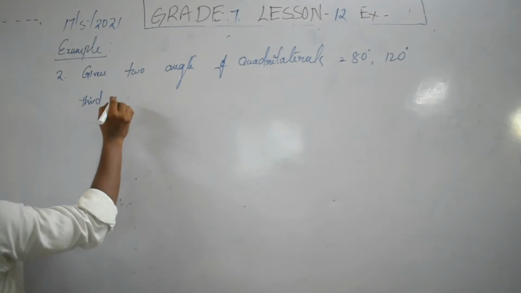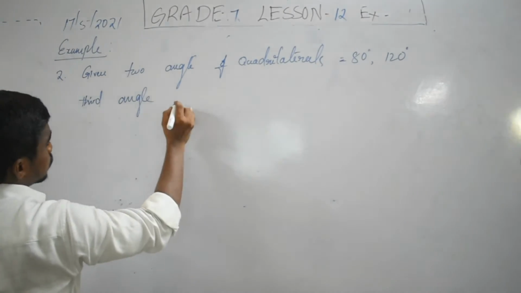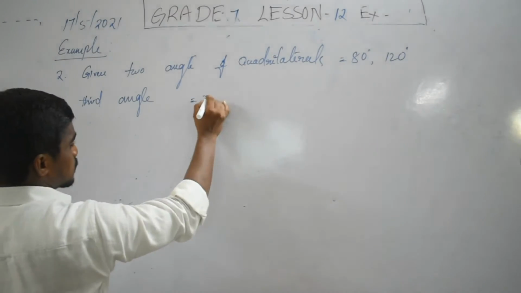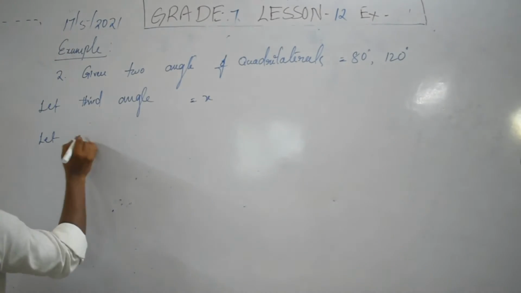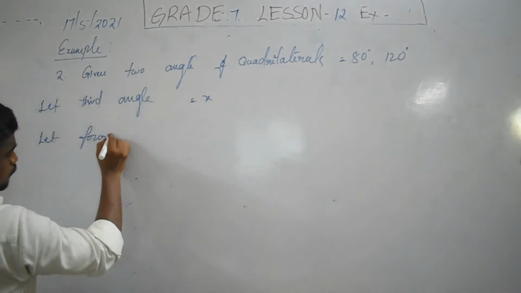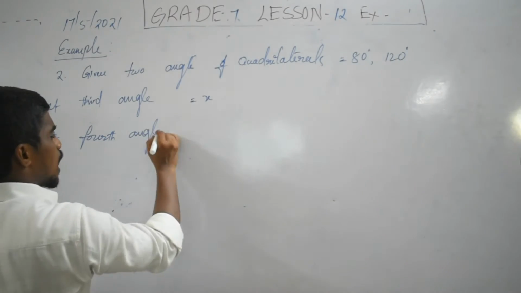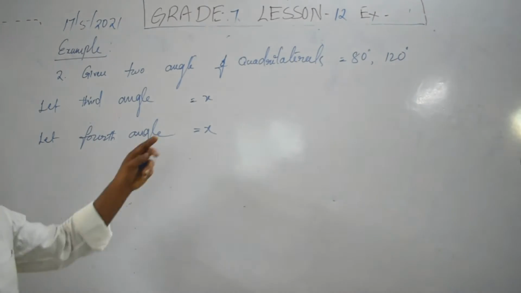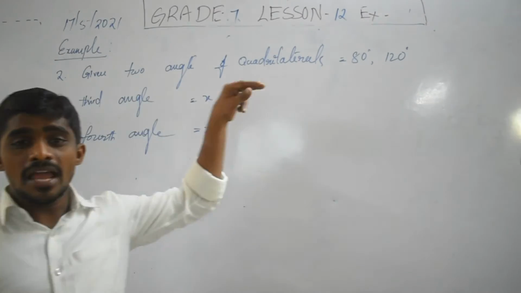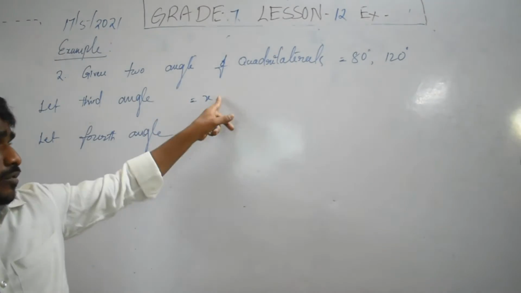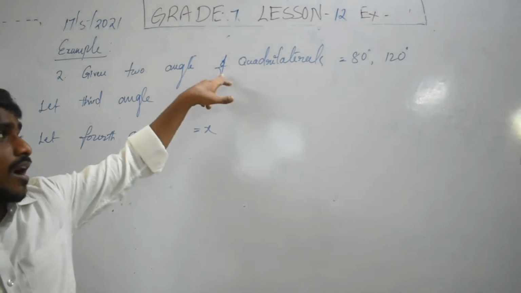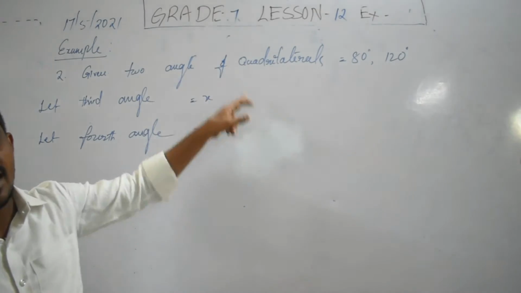Let the third angle be x, let the fourth angle be x. Why are we taking x? In the question they are asking for the 2 remaining angles. Here 2 angles are given, and the remaining 2 angles are x. This one is how much? This one is also the same. So for both I will take x.